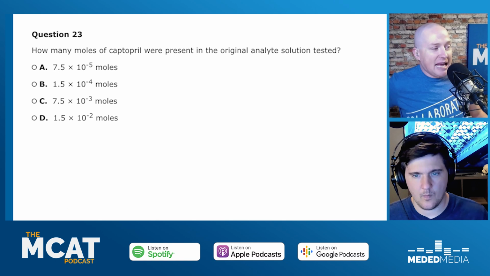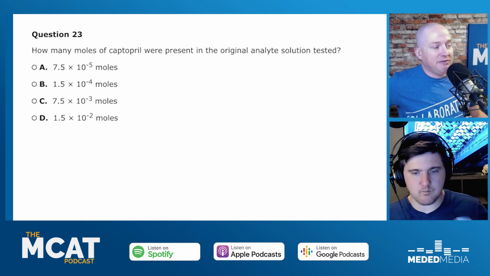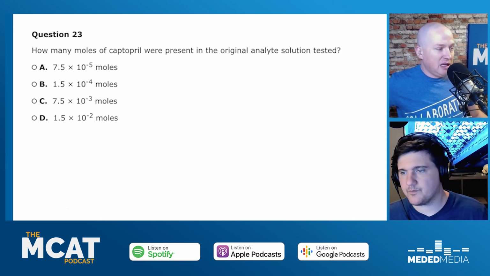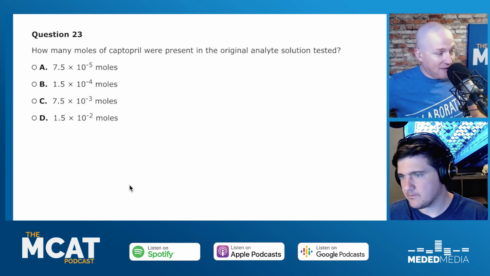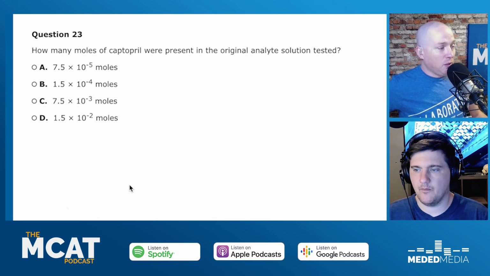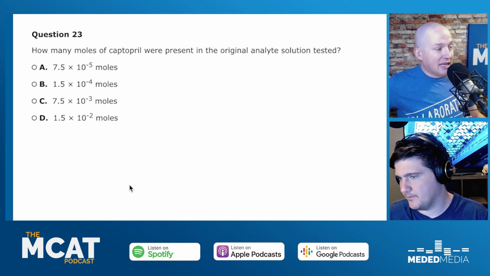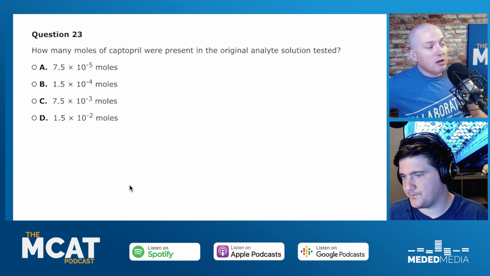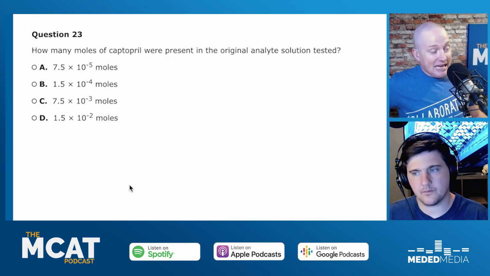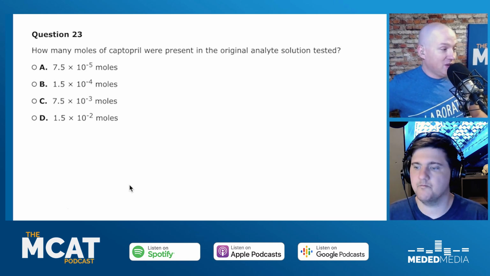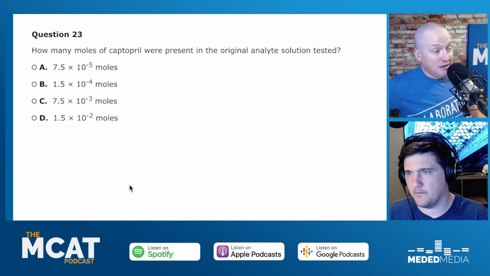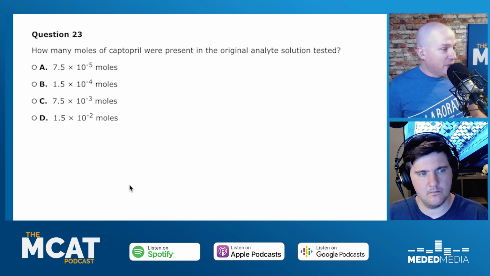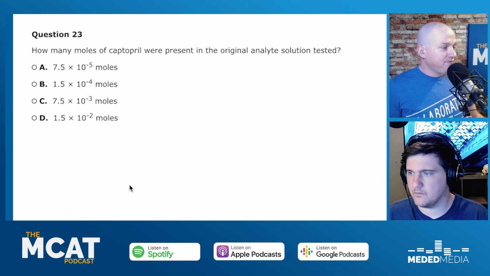So we have answer choice A, 7.5 times 10 to the negative fifth moles. B, 1.5 times 10 to the negative fourth moles. C, 7.5 times 10 to the negative third moles. And D, 1.5 times 10 to the negative second moles. So all of the times 10 to the negative, those are all different. So that's something to keep an eye on. Two of the answer choices have the same 7.5, with a different power of 10. Okay.